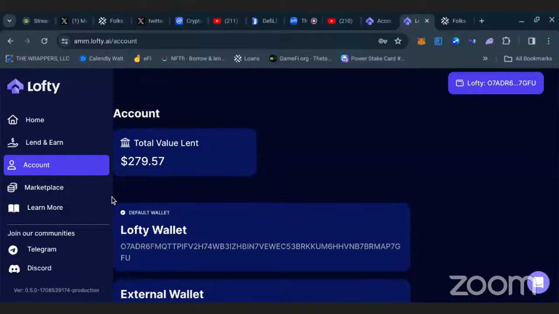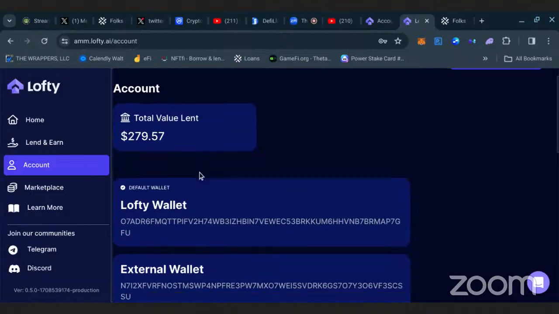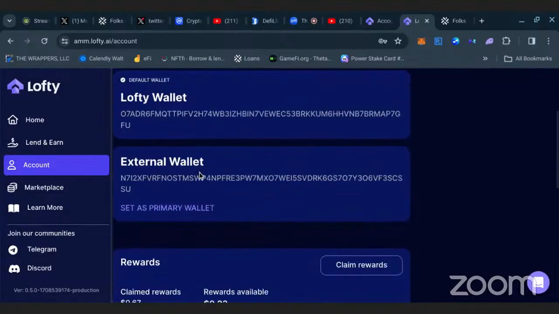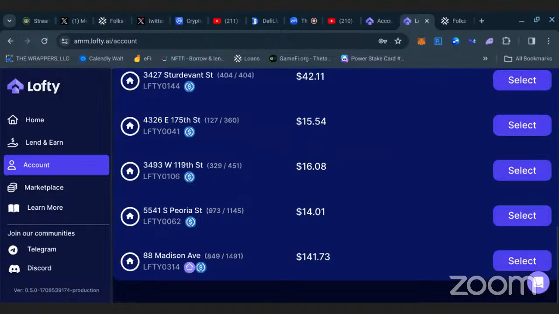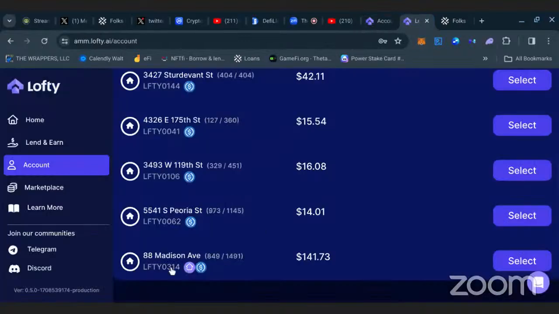Okay. Which is this. So I got 279 in total value lent out because basically you're providing the USDC to the liquidity pool so that people can buy and sell these properties. Right. So for example, here is the Airbnb property. I've used pool tokens and I put USDC inside of this liquidity pool.